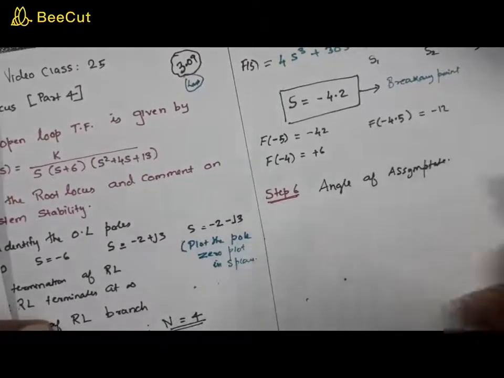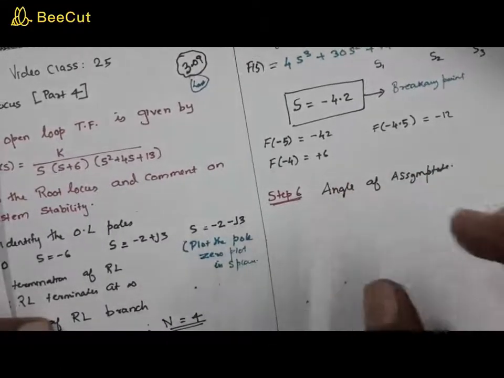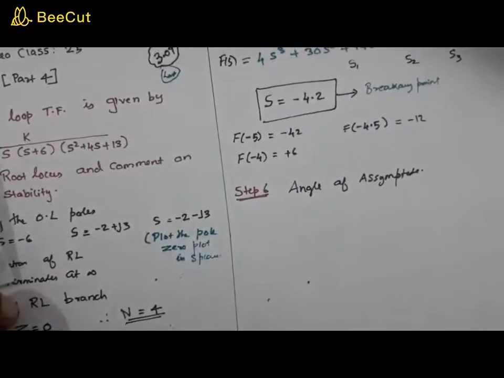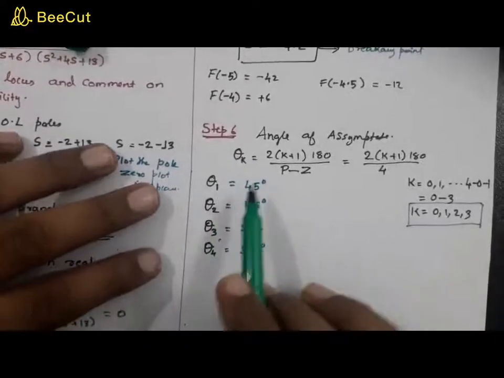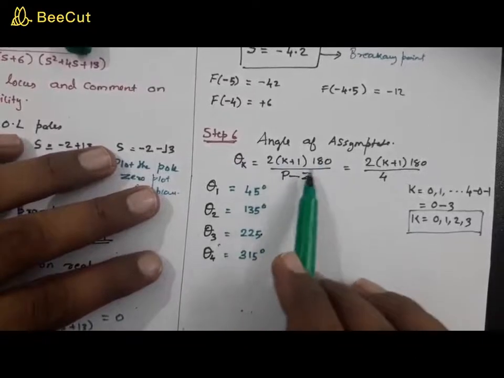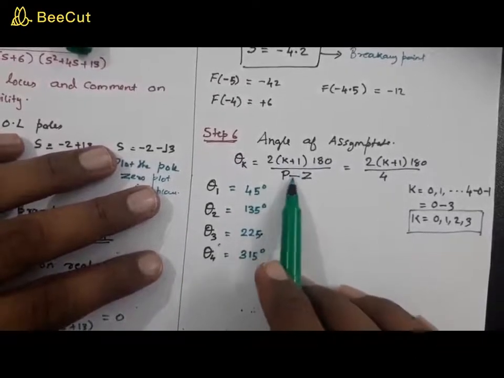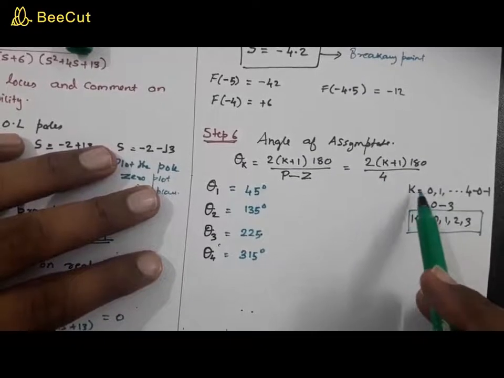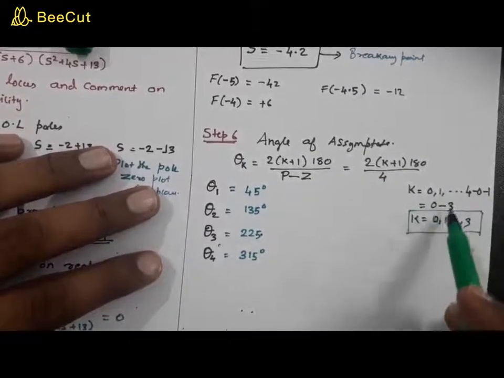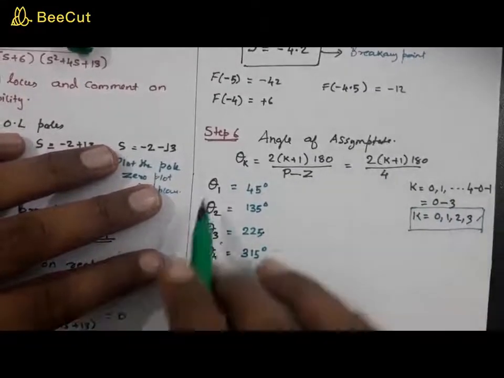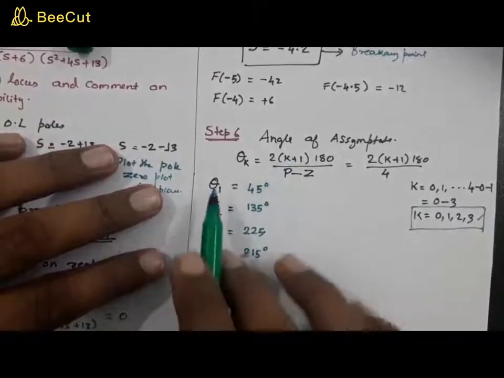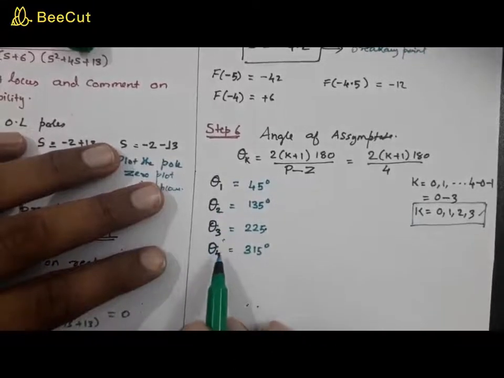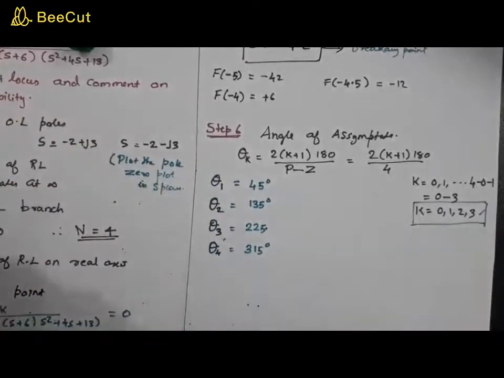I'm not going to explain that because we have already done that. So the angle of asymptote can be found out as theta k is (2k plus 1) into 180 by (p minus z). We know that p minus z is 4. So k varies from 0 to p minus z minus 1, that is 0 to 3. So you have 4 options. So 4 angles correspond. When you substitute each value of k, you will be getting theta 1, theta 2, theta 3 and theta 4. Now how to plot this theta?